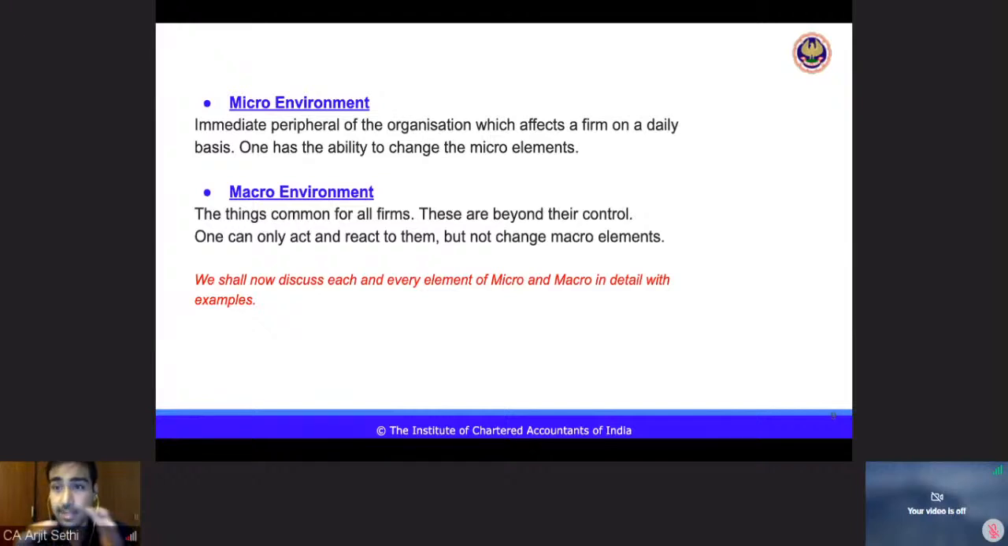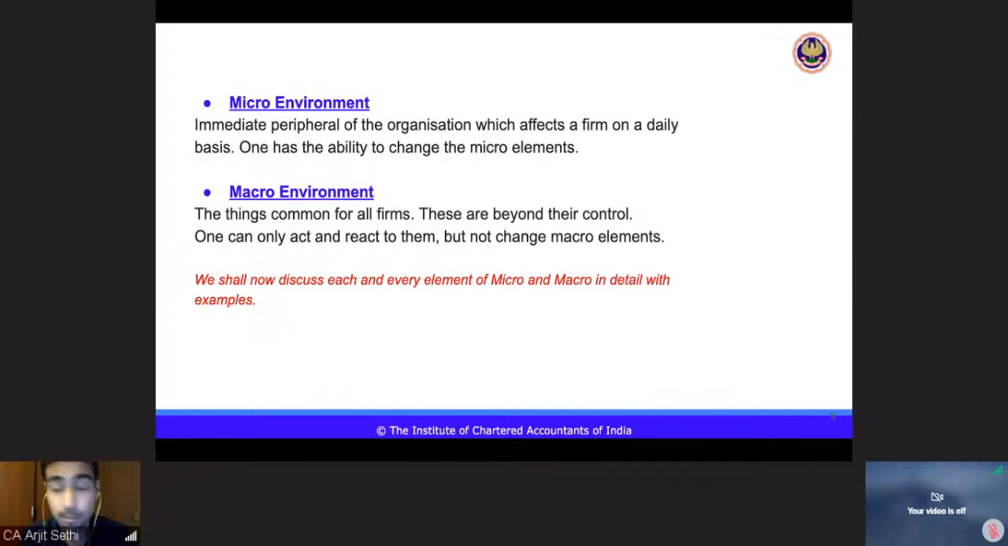And one has the ability to change the micro elements to a certain extent, right? Not completely, but to some extent. If it is powerful, if it has influence. If you remember, in the previous session we discussed influences, right? So if a business has the power to influence an environment, it can actually change micro elements of its environment, right?